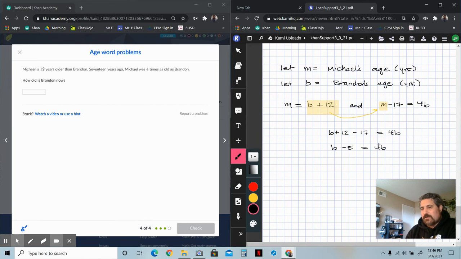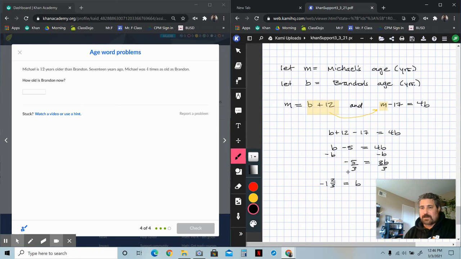And then you want to get all the b's to one side. So minus b to both sides, and you're going to get negative 5 is equal to 3b. And you're going to divide by 3 on both sides. And you can see that b would be equal to negative 1 2/3 years old.